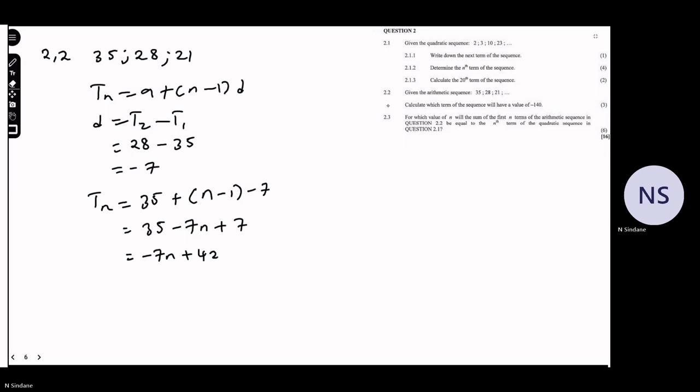And then I'm told that they want me to calculate the term which will have the value minus 140, meaning I need to calculate the value of n. So here I'll have negative 140 is equal to negative 7n plus 42, and then negative 140 minus 42 is equal to negative 7n, and then negative 182 is equal to negative 7n. Divide by negative 7, divide by negative 7, therefore n is equal to, let's see, what are we getting on our calculator?